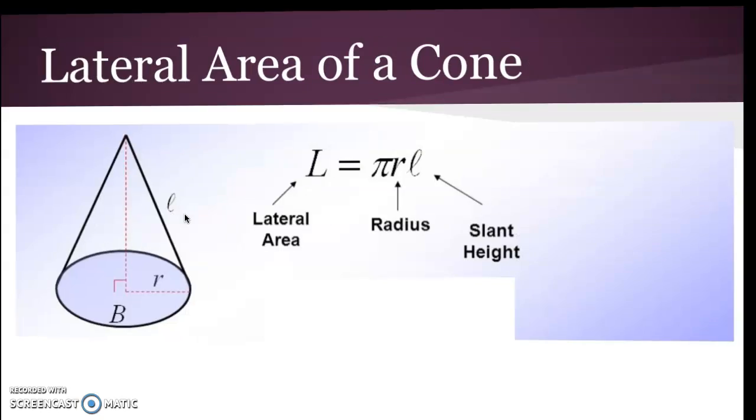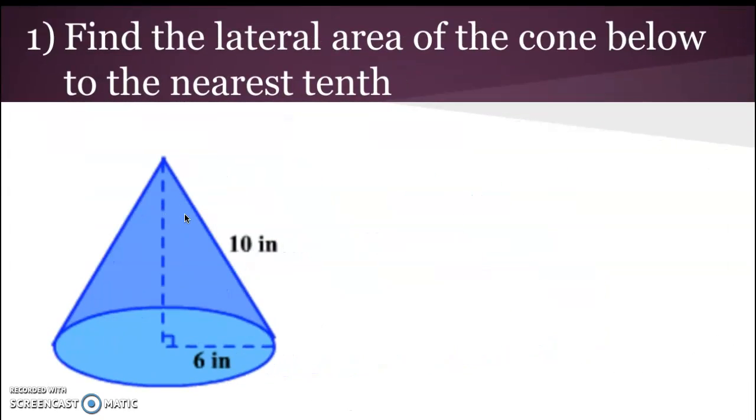Okay, so let's look at the first example. The first example says, find the lateral surface area of the cone below, and let's round this to the nearest tenth. Now, one issue that I did notice is some of us are still not reading. Tenth means 1 decimal.